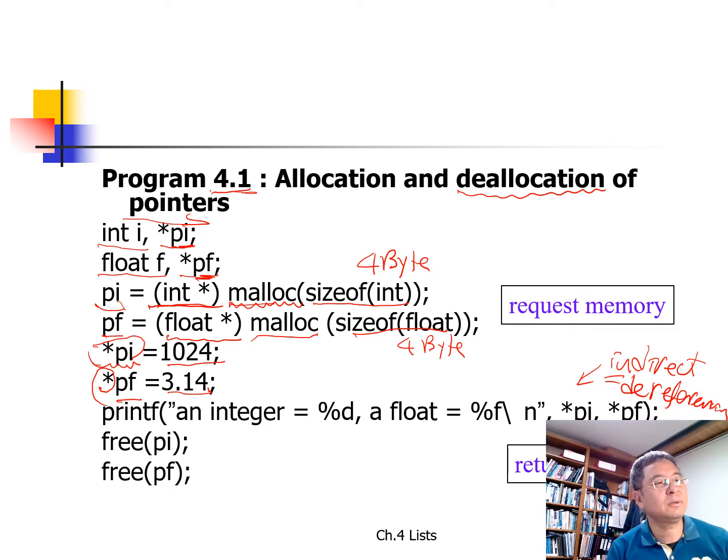Okay, so after we use asterisk pi and asterisk pf, we can return the memory space to the operating system using the free function, free pf. Okay, you can run this program 4.1 by yourself to see how you can allocate memory space dynamically, and after usage you can return the unnecessary memory space to the operating system.